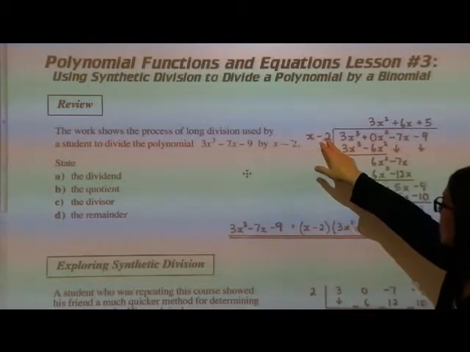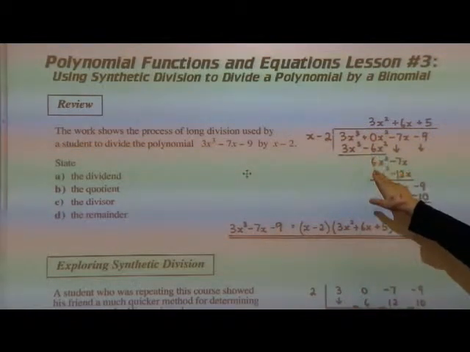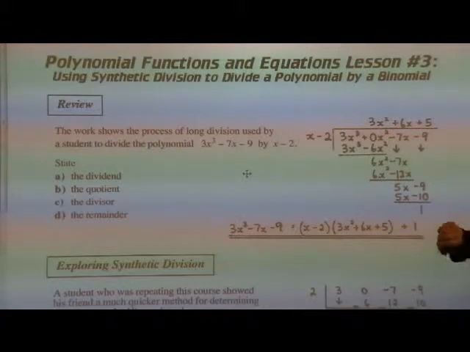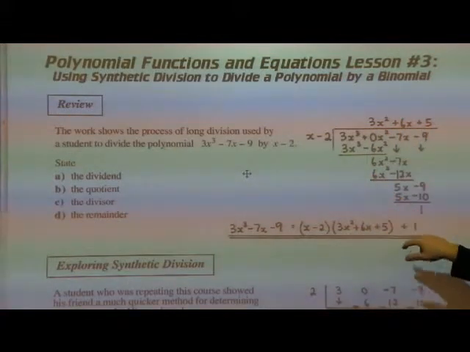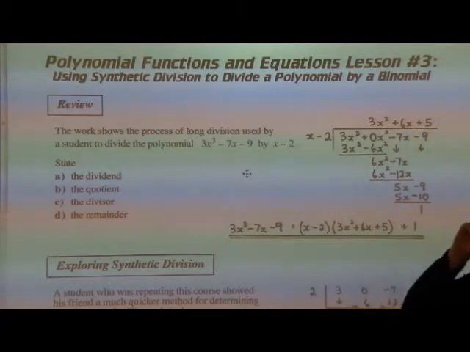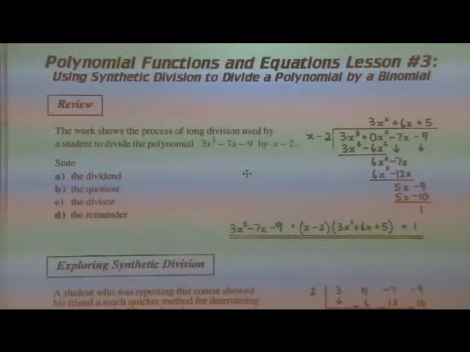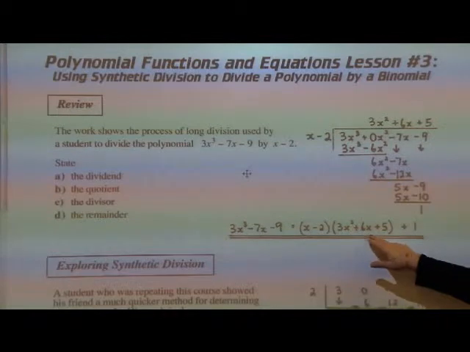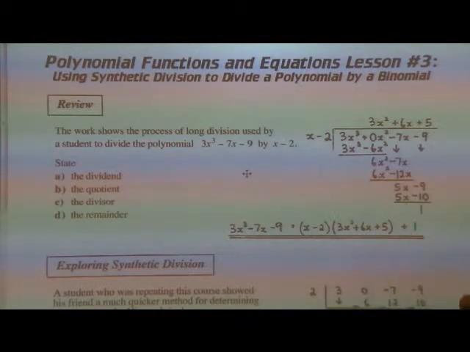Multiply 3x squared by my binomial and subtract. Carry the negative 7x down, and then I start the process over. So I get 3x cubed minus 7x minus 9 is equal to x minus 2 times this quotient plus the remainder. There's a student that is repeating the course, so they've already gone through everything, and they show their buddy that there's a quicker method.